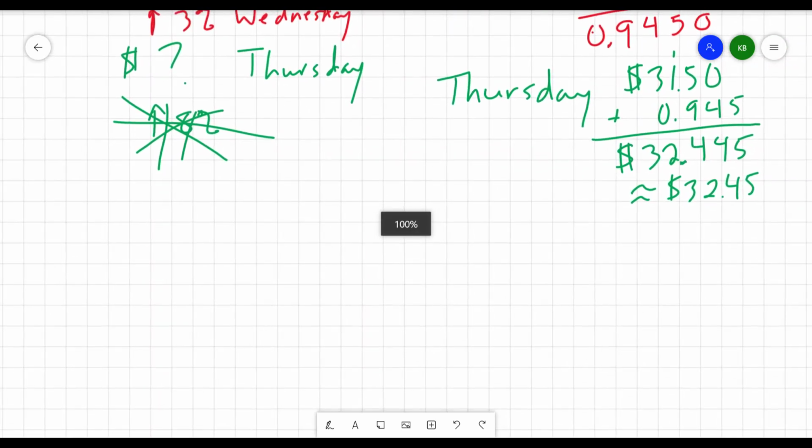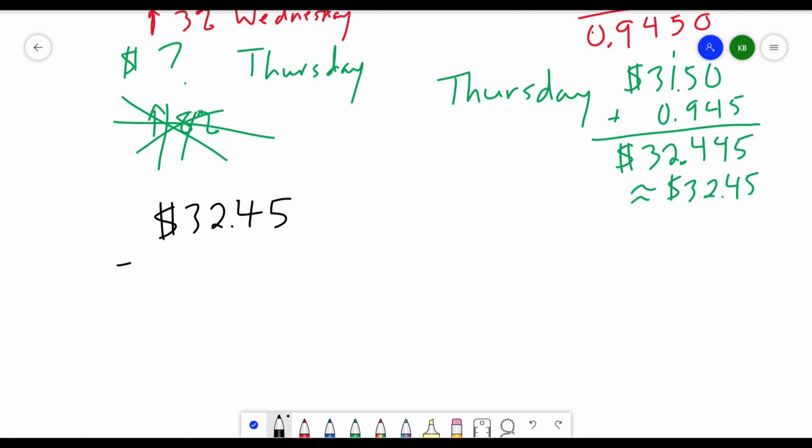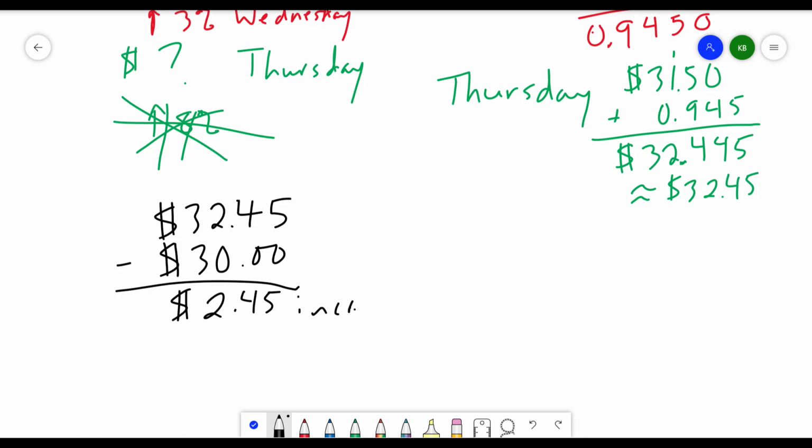So one of the things that you might want to know is I said that it didn't go up 8%, not to fall for that trap. But we might be curious, how much did it actually go up? So if you want to know how much it went up, you would take that new price, $32.45, we'll say, and subtract our original price, so $30, and we'll get $2.45 is how much it went up. All right, so this is the increase.